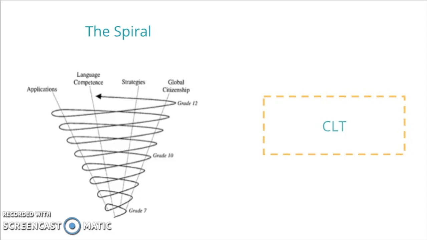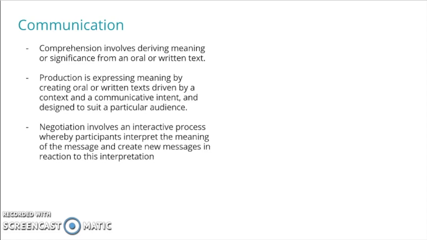And this is where CLT comes in. I'm going to talk about it later, but for now, all you need to know is that it's communicative language teaching. So communication. This is a major category in the program of studies in the philosophy section, and so it really involves deriving meaning or significance from oral or written text, and then production is expressing meaning by creating oral and written texts, and then negotiation involves an interactive process.